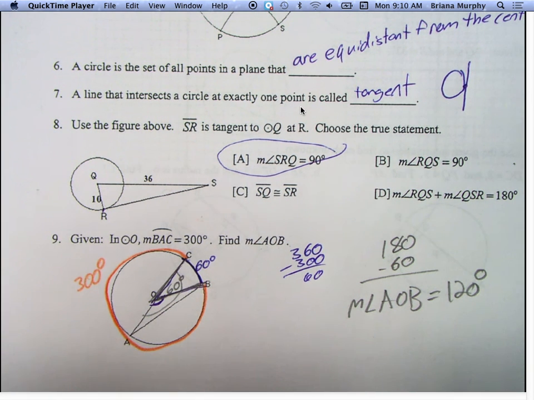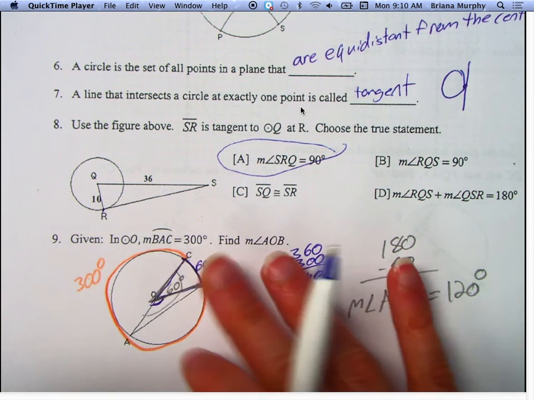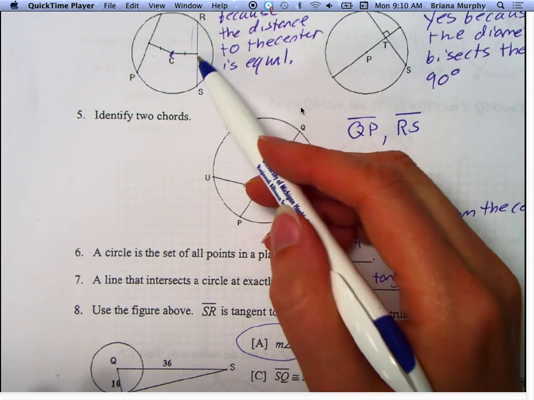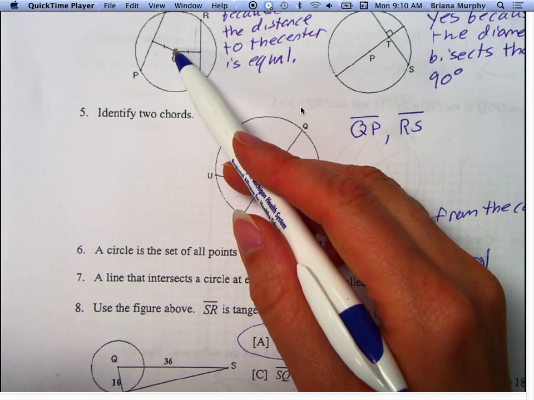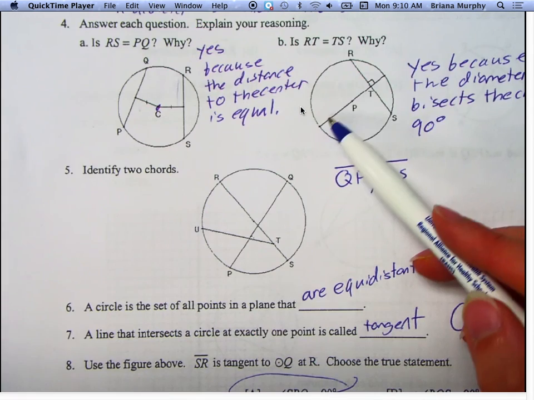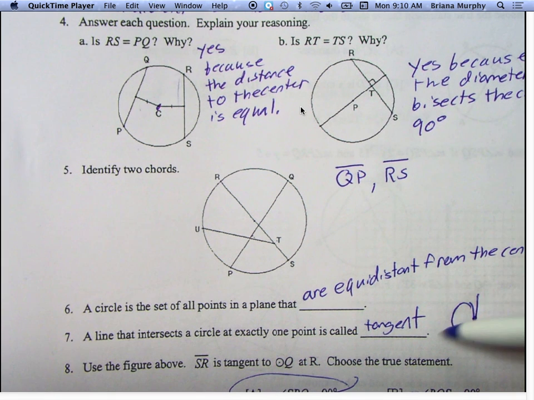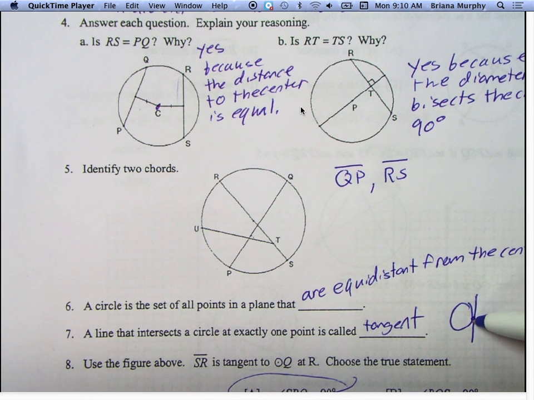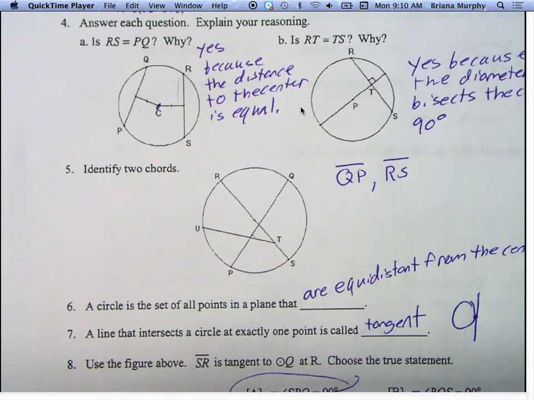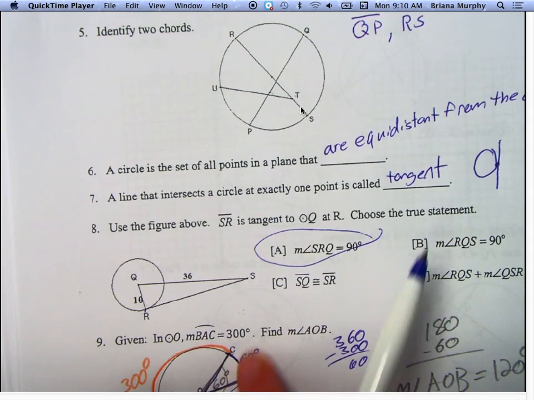Everybody's comfortable with that? Chords meet at the ends, the whole idea that if chords are equal from the center, they're equal to each other. Diameters bisect a chord if it meets at 90 degrees. Tangents intersect at exactly one point. All of this stuff. Talked a little bit about central angles down here for number 9.